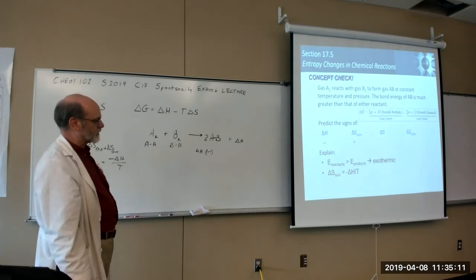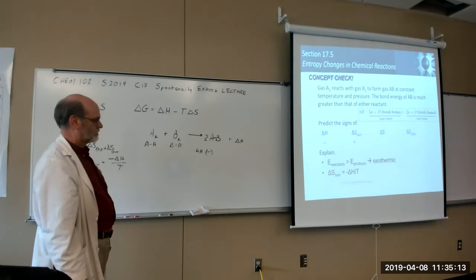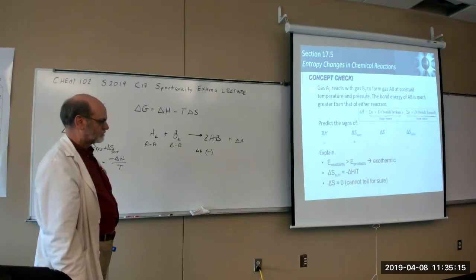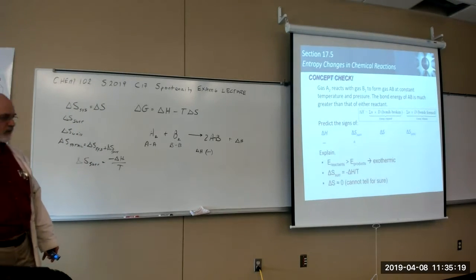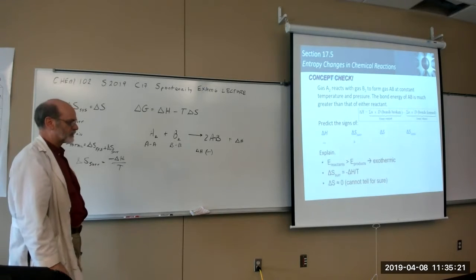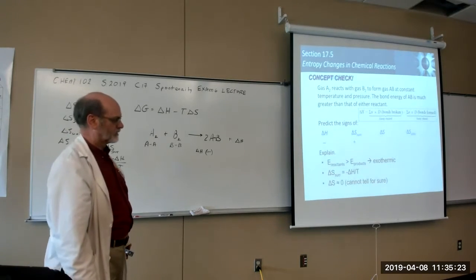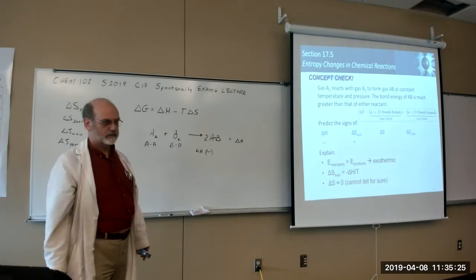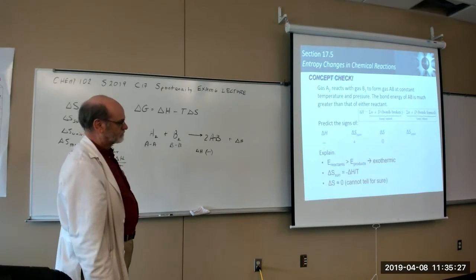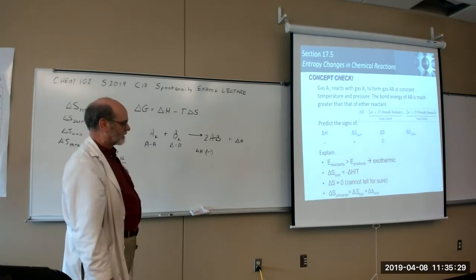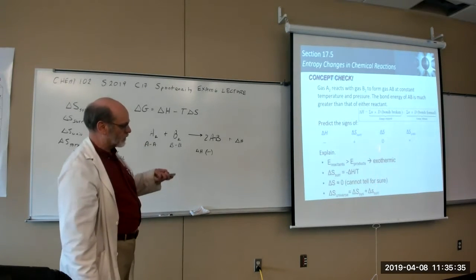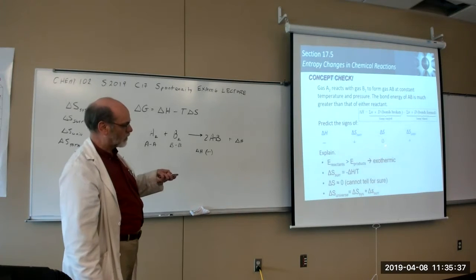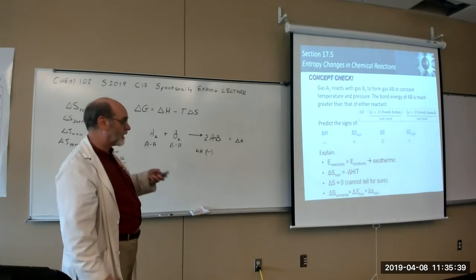How about delta S for the system? We don't know for sure. We have to assume that the delta S for the system is roughly 0. We really can't tell. But the universe, we add them together, and of course, the universe is going to be positive. This is the tricky one right here. We don't know what the delta S for the system is. Why is that?